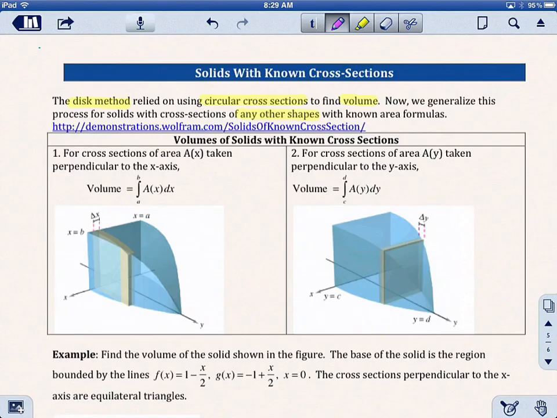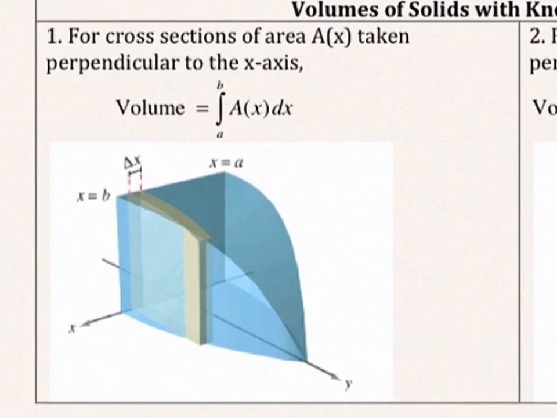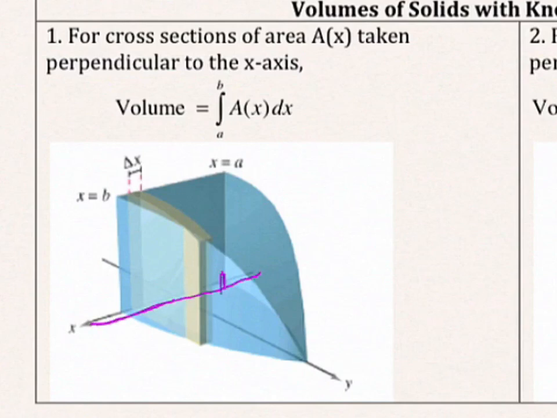So here are our formulas for volumes of solids with known cross-sections. Number one, for cross-sections of area A(x), taken perpendicular to the x-axis, the volume is going to be the definite integral from a to b of the area of the cross-section with respect to x. Okay, so where are these things on here? Well, here is x equals a. You can see down here on the x-axis. And then here's x equals b. Okay, and so you can see our base region would be right down there.